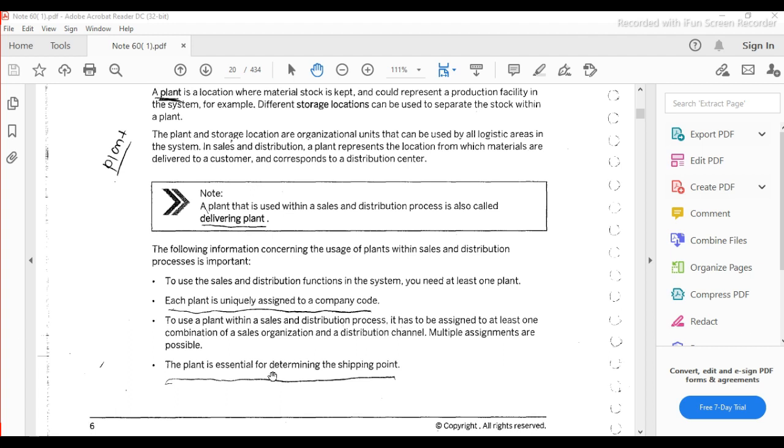Plant is essential for determination. There are some determinations that we will see in a later video, how plant is determined, how shipping point is determined, how storage location is determined. Plant is essential for determining the shipping point.